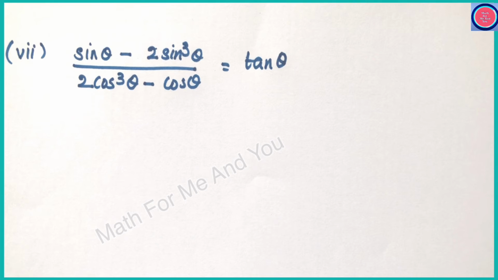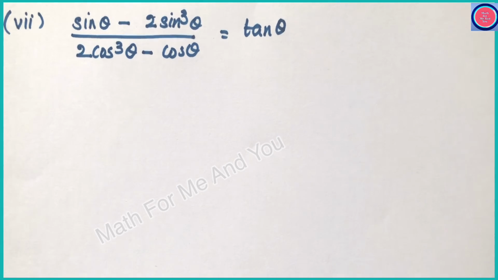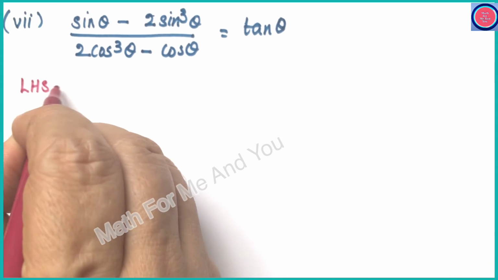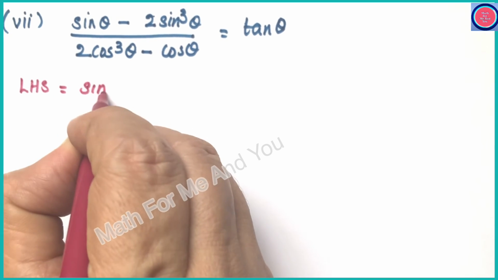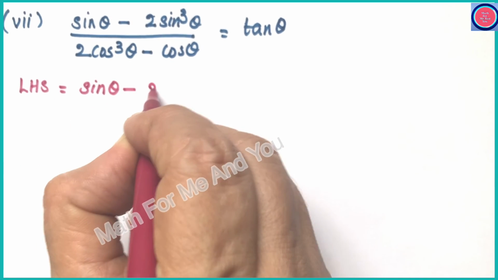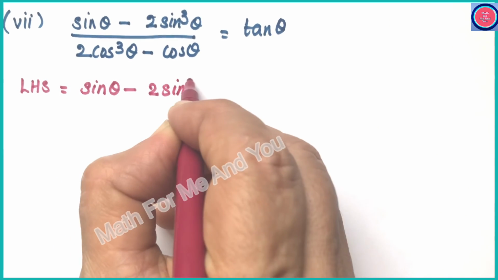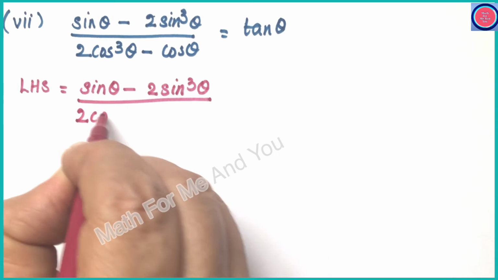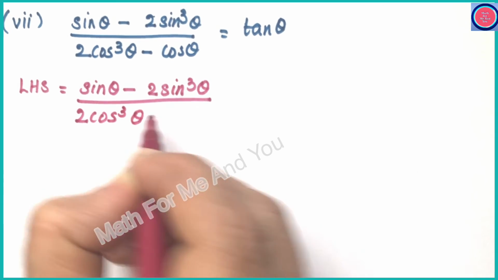Part 7. Prove the identity (sin theta minus 2 sin cube theta) divided by (2 cos cube theta minus cos theta) equals tan theta. We can start with LHS. So write LHS again. LHS is equal to sin theta minus 2 sin cube theta, this is the numerator, divided by 2 cos cube theta minus cos theta, which is the denominator.